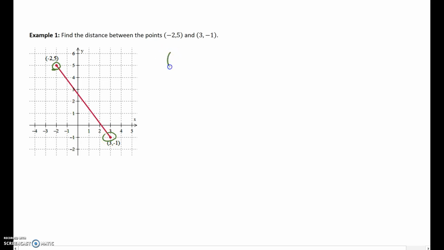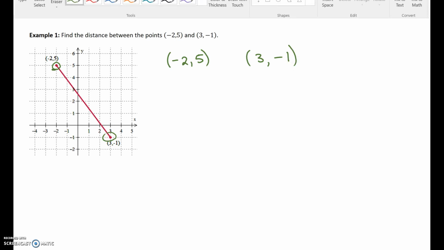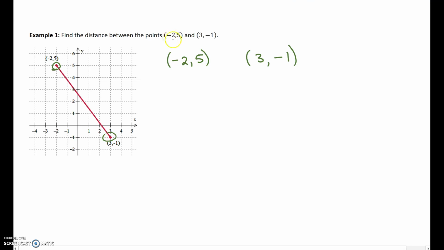So whenever we're doing coordinate geometry problems with points, my advice is to label the 2 points before you begin. If the points are negative 2, 5 and 3, negative 1, then label these as x1, y1 and x2, y2. Now that's a very important point. It's easy to overlook it, but if you don't do it, a lot of people get mixed up later on when they're completing the formula. Okay?